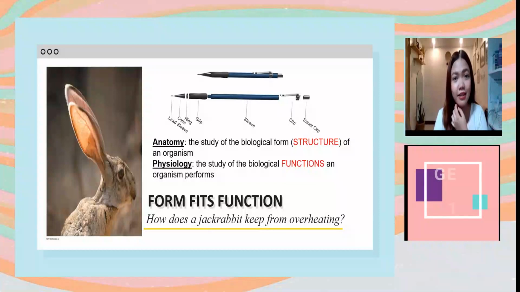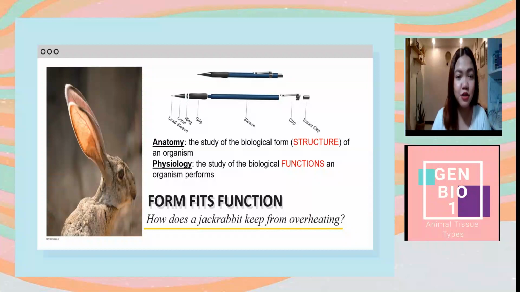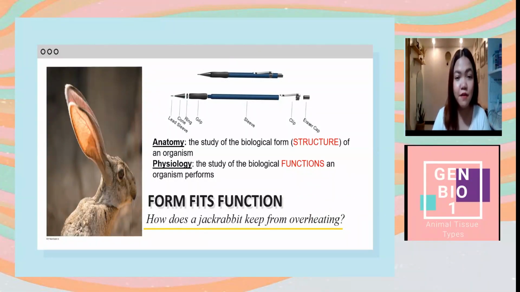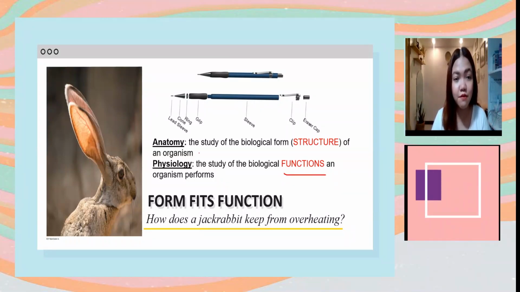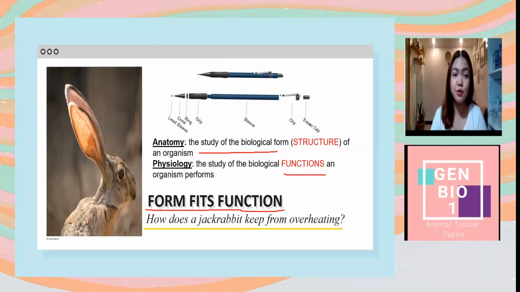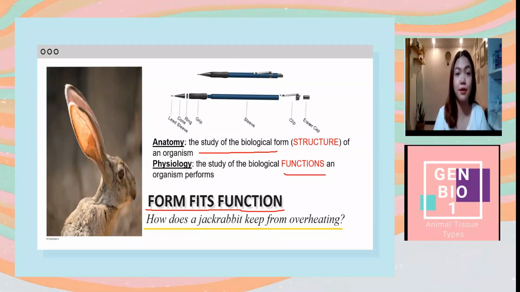And what we did actually is we defined the structure of the mechanical pencil as well as its function. Okay, so basically that's your anatomy and physiology. Anatomy is the study of biological form, and physiology is the study of biological function. We also have this saying, form fits function. So the form should always fit the function of that particular organism.